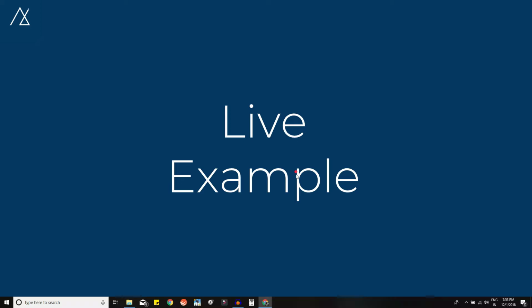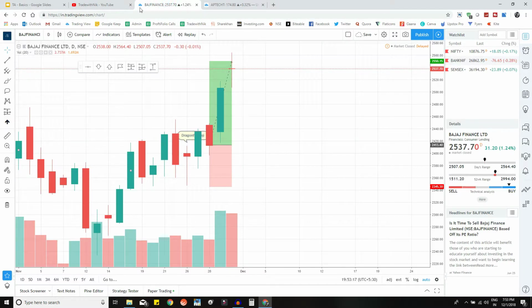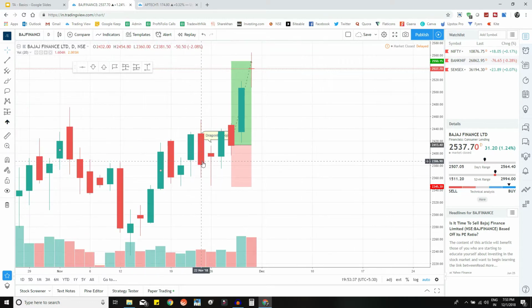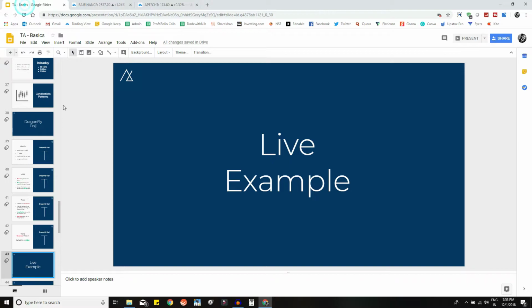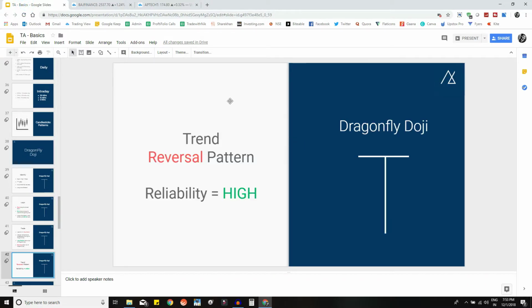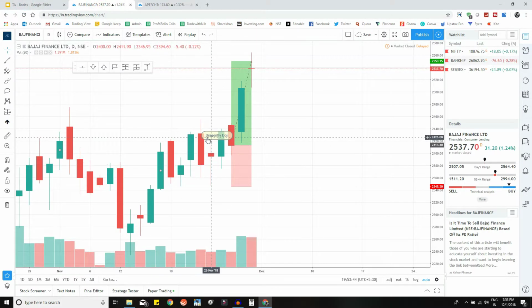Let's try and understand a live example. We have taken the example of Bajaj Finance, and this is a daily chart, as you can see here. On 26th November 2018, right before the previous week of this recording session, we got a Dragonfly Doji. Now in practical cases, it is very difficult to find the typical doji, and if you do, then it will be a great signal, and it is very effective.